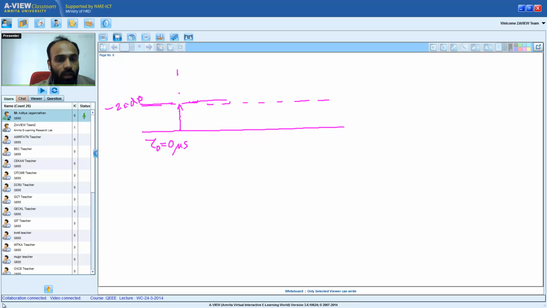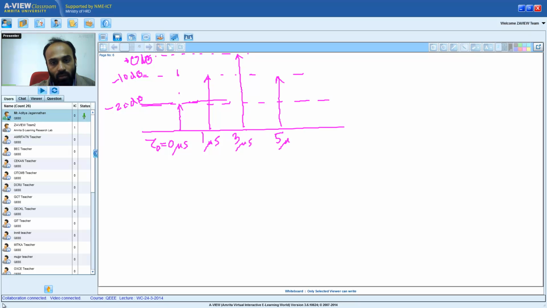Okay. So I have minus 20 dB at tau naught equal to 0 microseconds, minus 10 dB at 1 microsecond, and then I have 0 dB at 3 microseconds, and then further again I have minus 10 dB at 5 microseconds. These are the powers I am writing. Now let me write this down as a table.